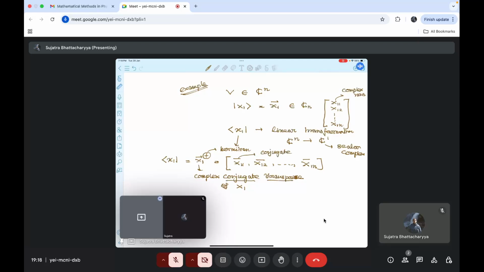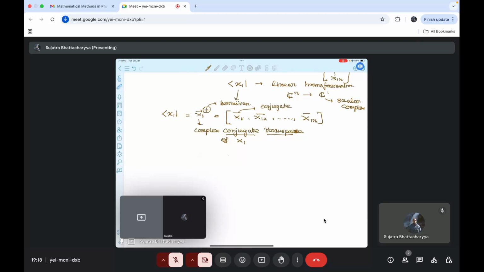Okay, that's all. So now if you do it, x1 same, so what will happen? It will now be x11 bar, x12 bar, and so on up to x1n bar, times the original vector, x12. The notation is somewhat different, and finally the things will be conjugated. Alright, so this is how it is defined.